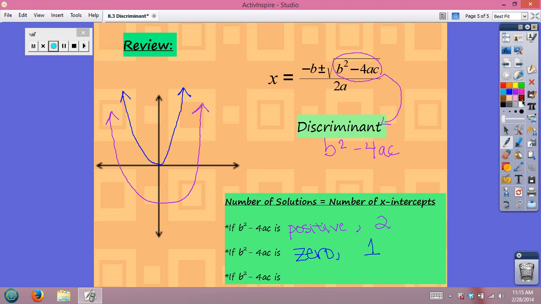And last but not least, if we have a negative discriminant, we have 0 x-intercepts, 0 solutions. So our graph, if our a is positive, is going to look something like this. And that will conclude this lesson.